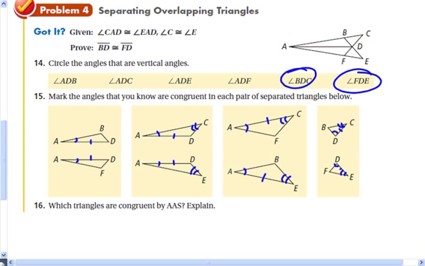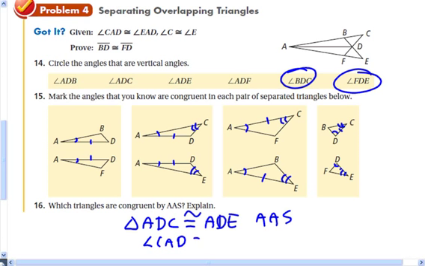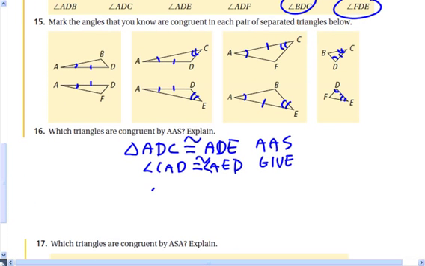So which triangles are congruent by angle, angle, side? We have triangle ABC is congruent to triangle ABE by angle, angle, side. And we get that because angle CAB is congruent to angle ABE, that's given. Angle C is congruent to angle E, given. And AD is congruent to AB, the reflexive property.